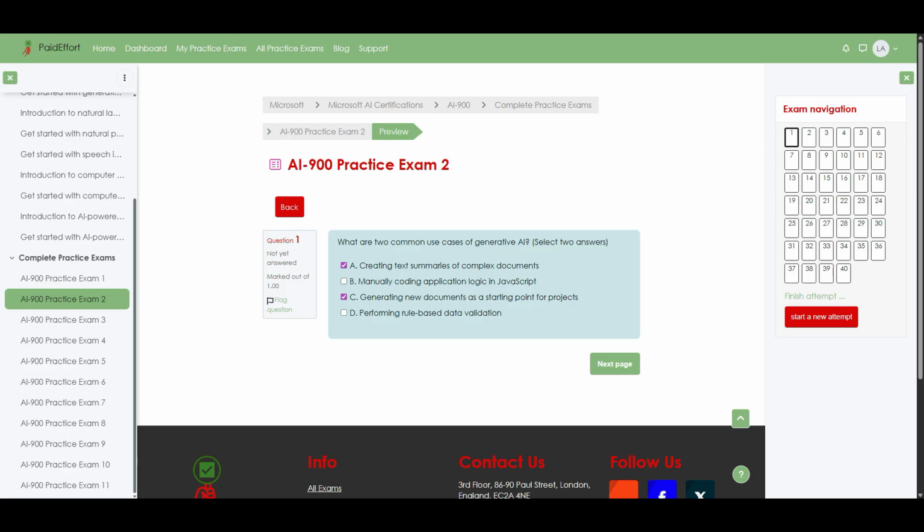Next, generating new documents as a starting point for projects is another powerful example. For instance, AI can draft a business proposal, a blog post, or even an email. The user then edits and refines it, which speeds up the creative process significantly.